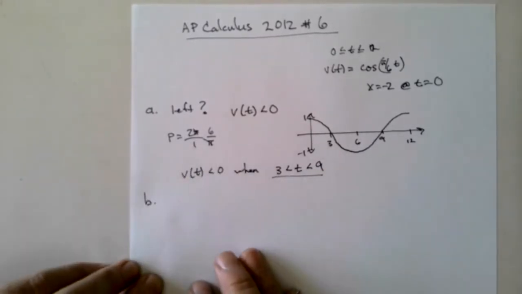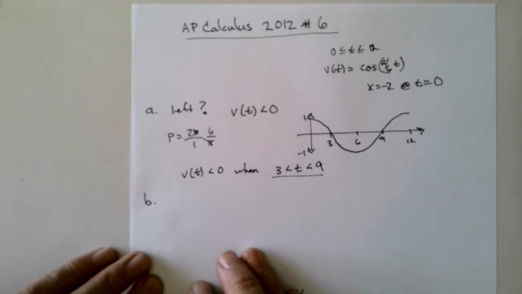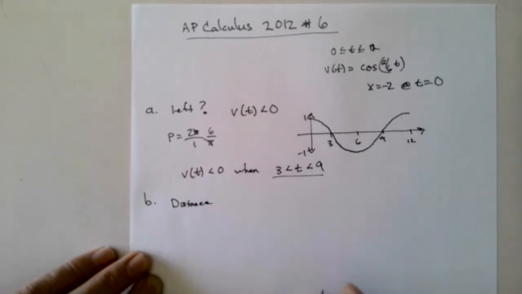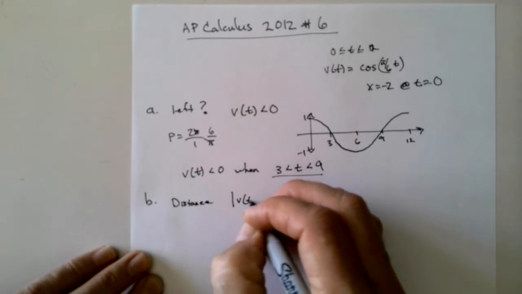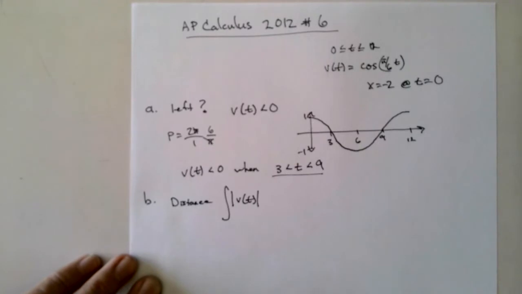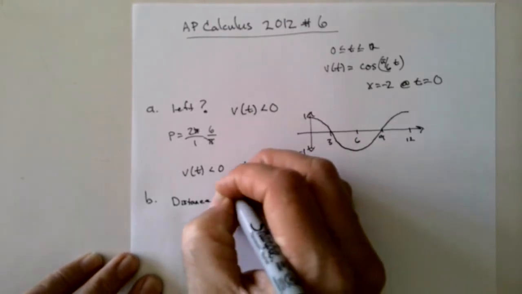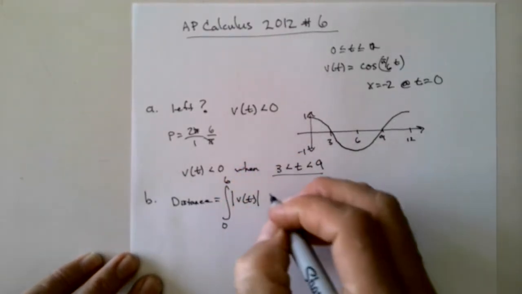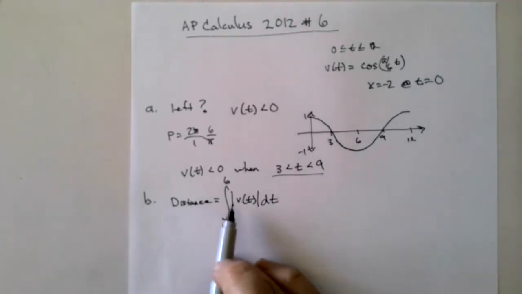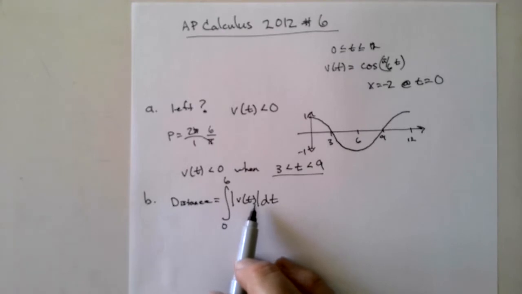Part B says write, but do not evaluate, an integral expression that gives the total distance traveled. Distance is different than displacement. Distance is the absolute value of the velocity function, and you then use that integral symbol. Okay? So distance is equal to the integral from time 0 to 6, of the absolute value of the velocity function dt. So distance is different than displacement. If it said displacement, you would get rid of the absolute value sign.